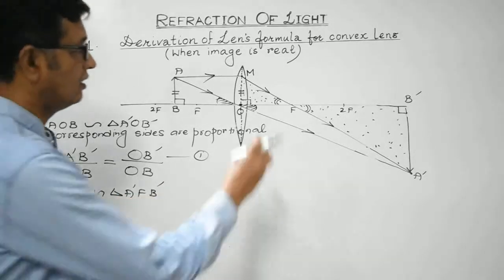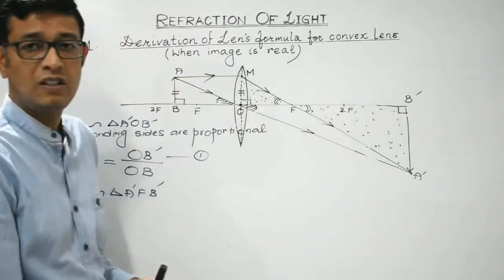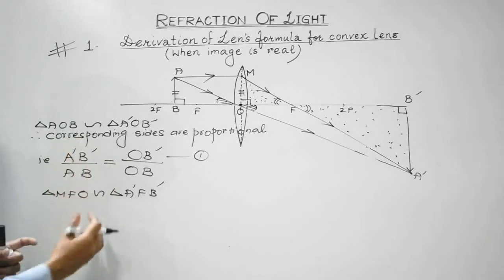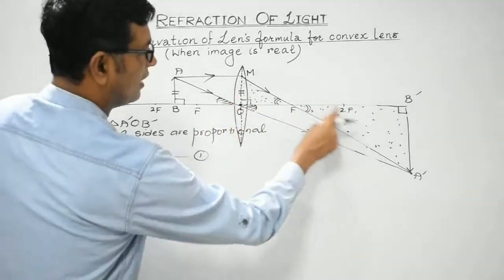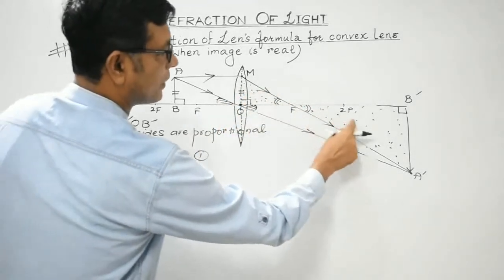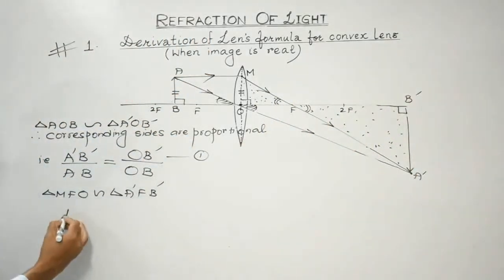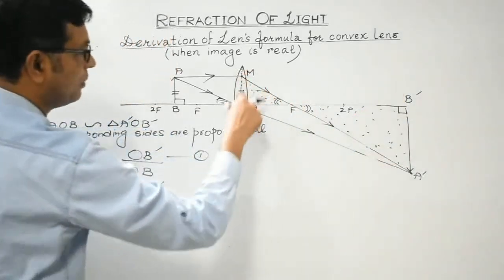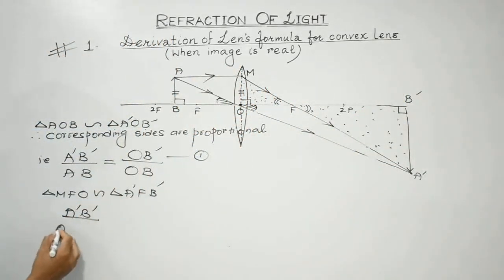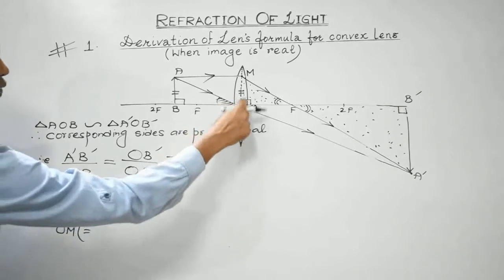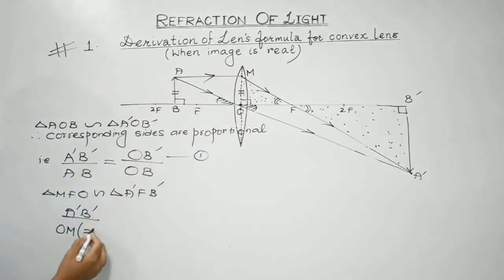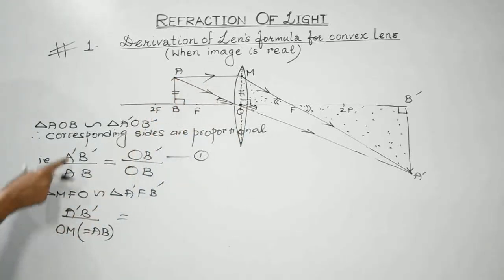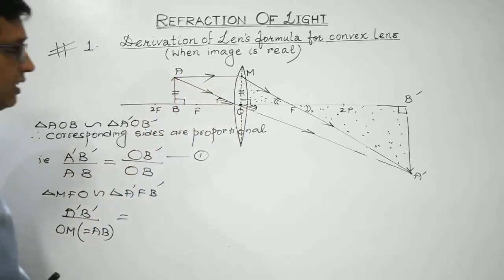Therefore, students, again the corresponding sides must be proportional, and ensure the left hand side of both the equations must be same. So these two triangles being similar, their corresponding sides are proportional. So let's take A dash B dash. The corresponding side of A dash B dash would be OM. And students, OM is equal to AB. So the left hand side of these two equations becomes equal, right?